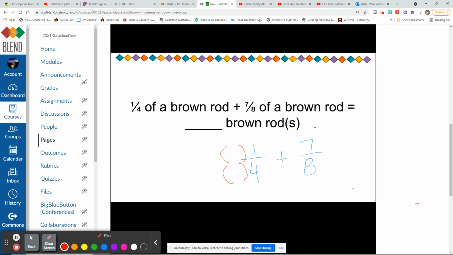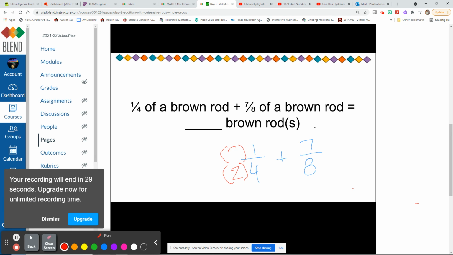So let's think, what can we multiply by 4 to equal 8? What times 4 equals 8? How many groups of 4 equal 8? 2. So whatever goes on the bottom has to go on the top. So when we rearrange this, 2 times 1 is 2, 2 times 4 is 8. 2/8 plus 7/8 would give us 9/8, an improper fraction, which is an imposter. So we'll come back and look at the picture of that and then take a look at 9/8. Ew.